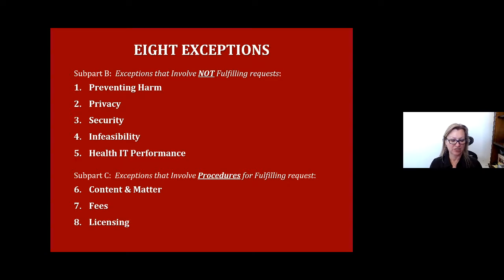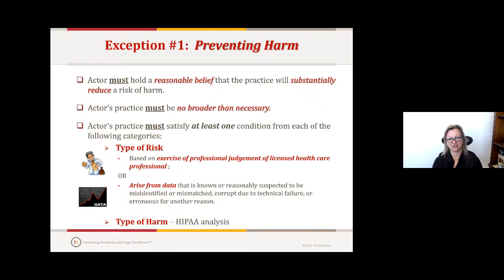And so you're not obligated to respond with all the EHI, so that's going to be a common one you'll go to. Preventing harm is going to be less frequent, but that certainly will come up. Health IT performance can come up. Licensing and fees are very specific. So let's take a look at the exceptions one by one and review those, okay?